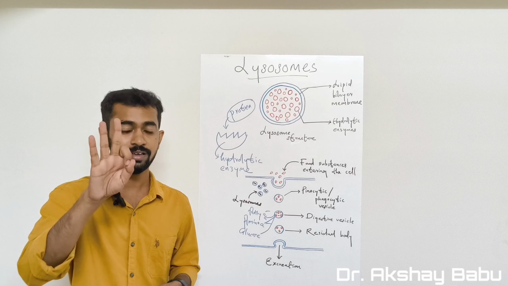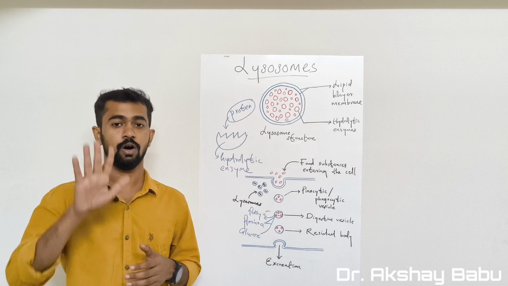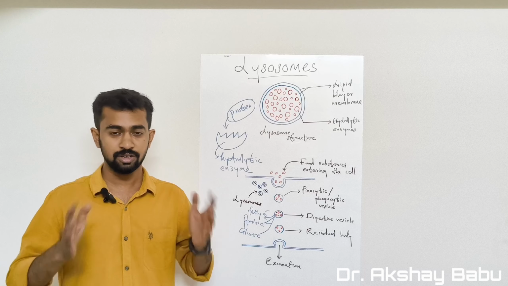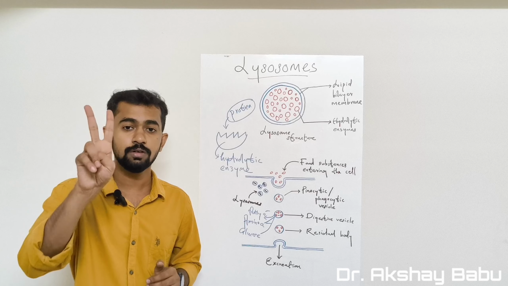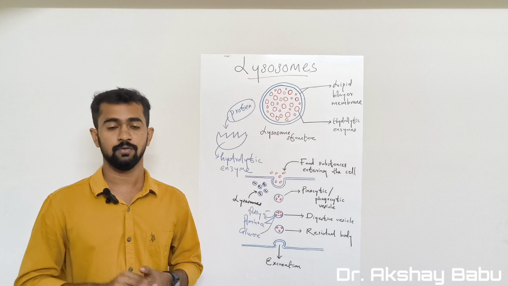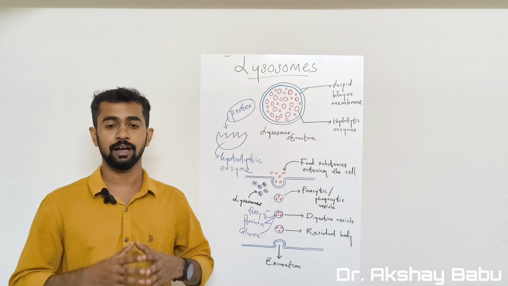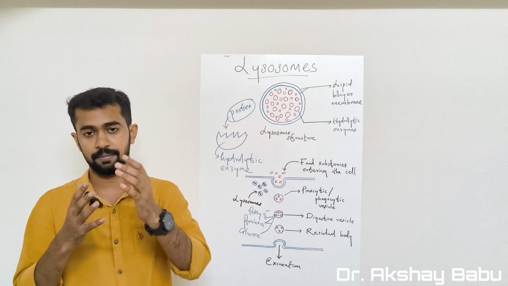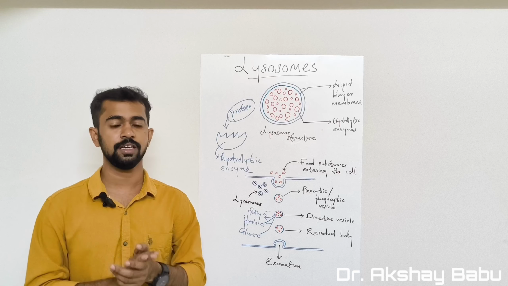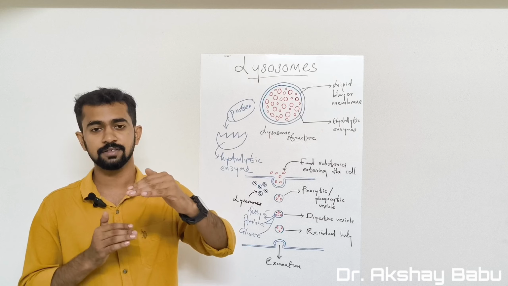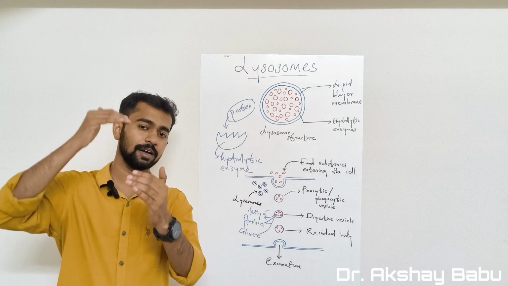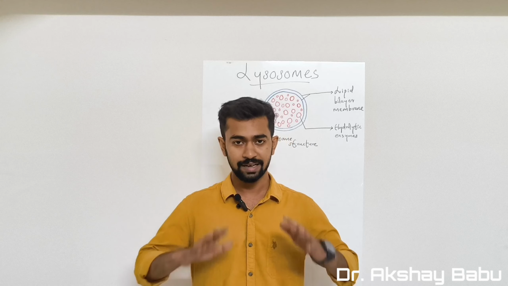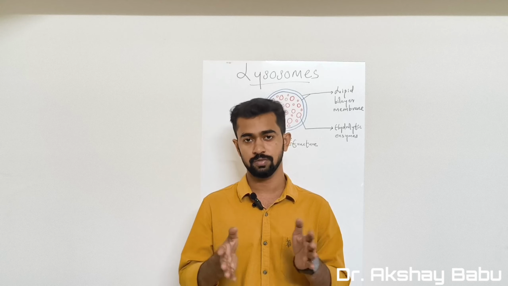And the third one is an acidic pH of 5. And this acidic pH will perform two different functions. The first function is it activates the hydrolytic enzyme. And the second function is it inactivates certain enzymes that promote bacterial growth. So that covers the topic lysosomes.